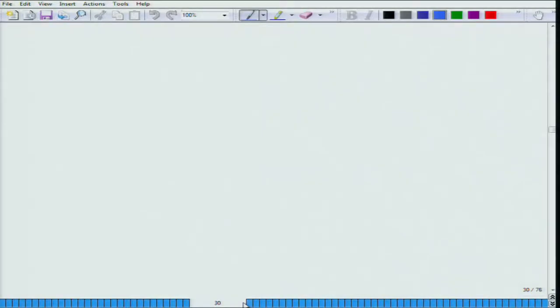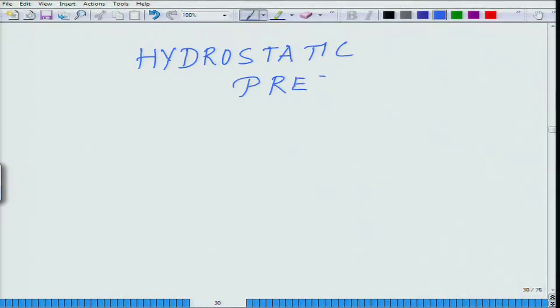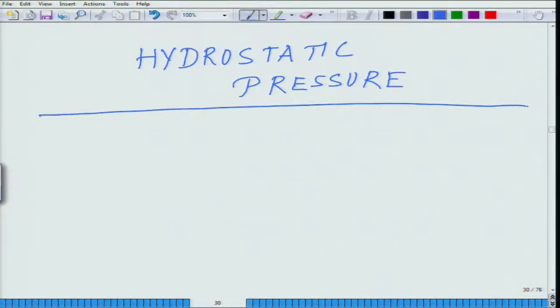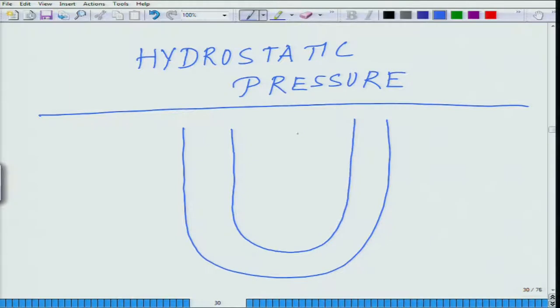Okay, let's come back to the lecture. Talking about the hydrostatic pressure, this is what we are going to discuss: hydrostatic pressure. So, I told you the solute concentration on the side A, if this is A and this is B, the solute concentration on the side of B is more, and this is the semi permeable membrane, which only allows water to pass.